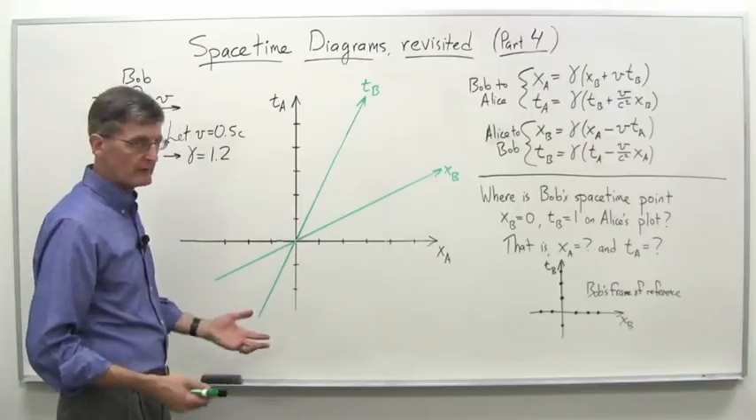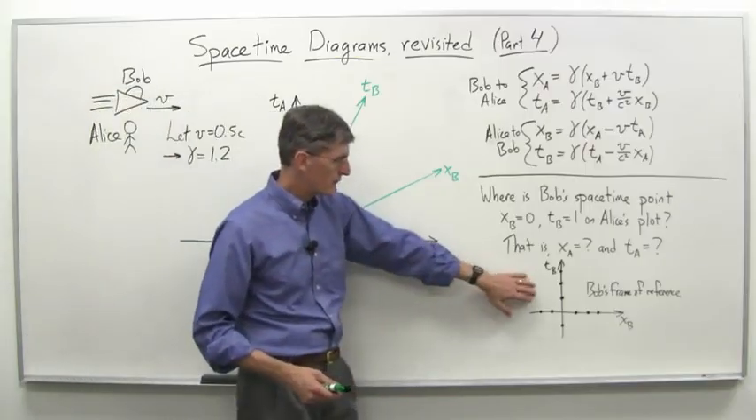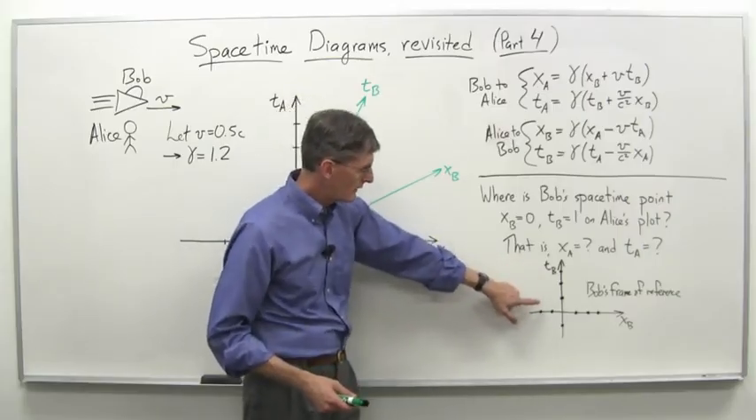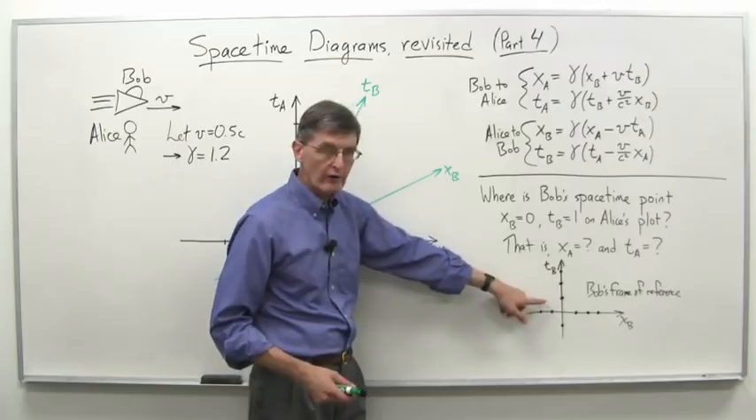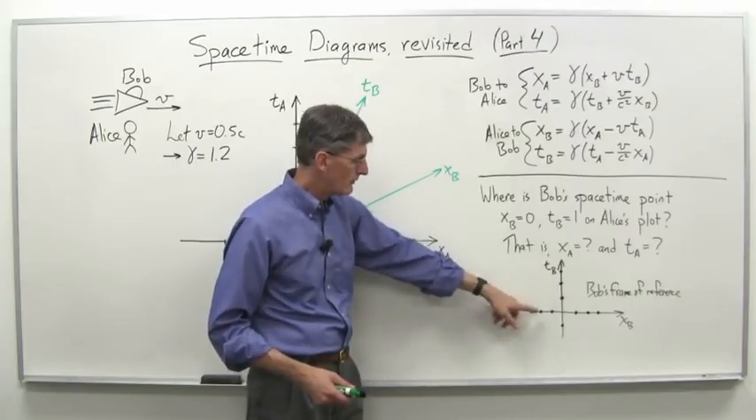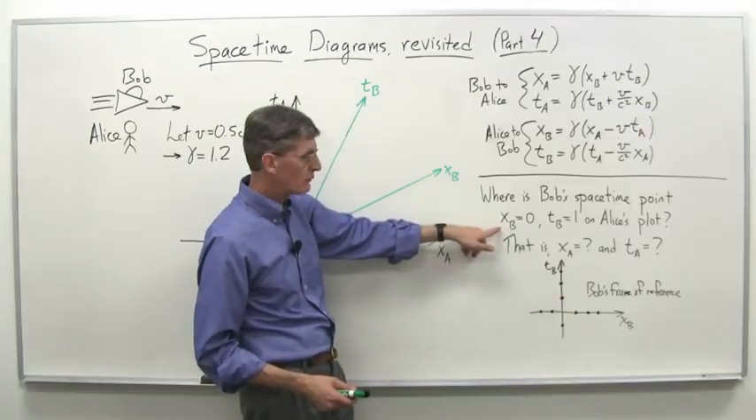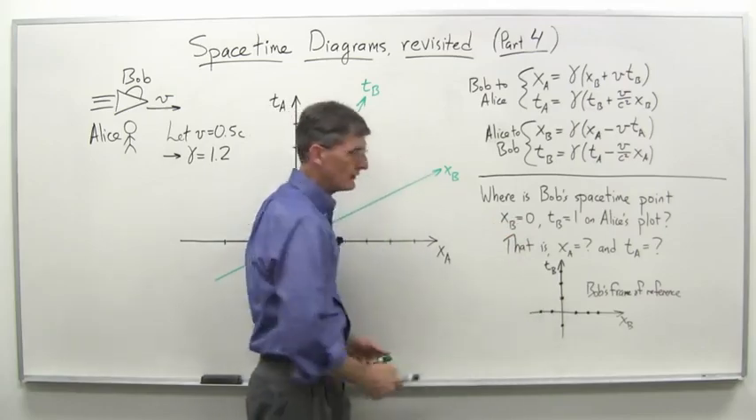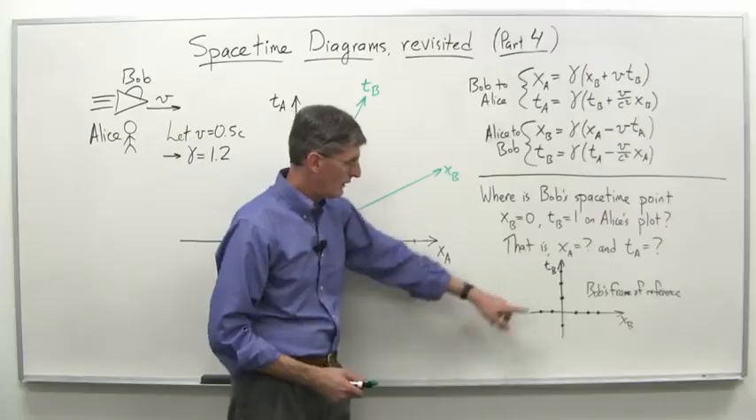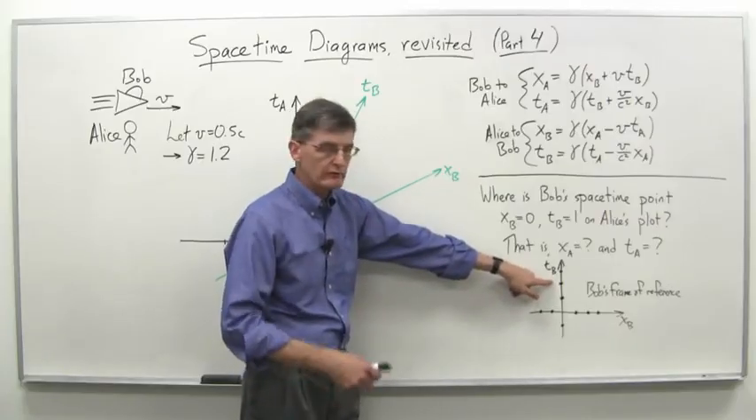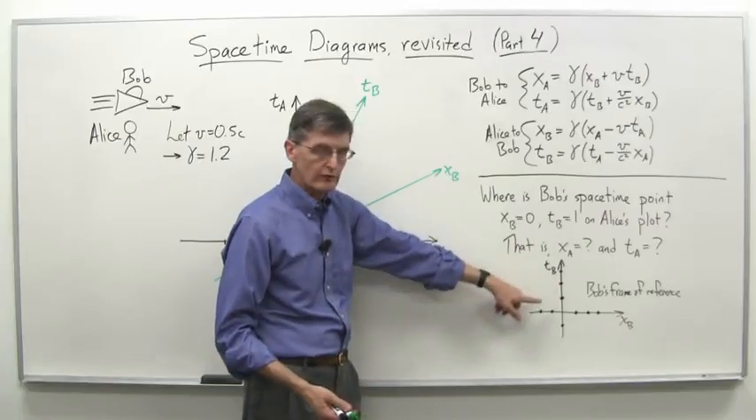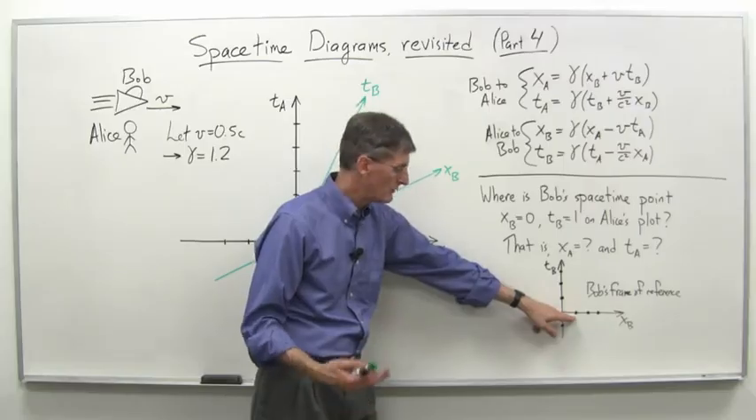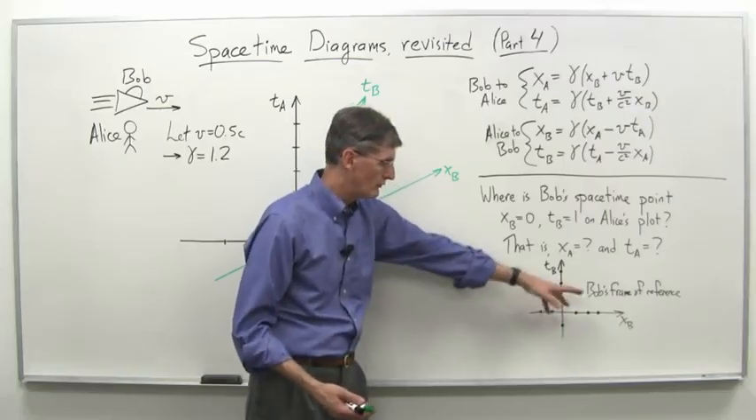So here's what we need to do. We need to say, okay, here's Bob's frame of reference in standard form, and here are the points on his axes. For example, the point x_B equals 0, t_B equals 1 is this point right here. That's just on his t_B axis. And this would be the point x_B equals 0, t_B equals 2, and so on and so forth. And the other points, this would be the point x_B equals 1, t_B equals 0, and so on and so forth.